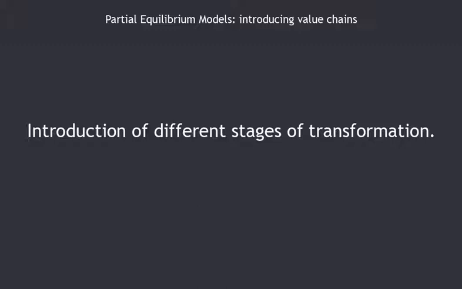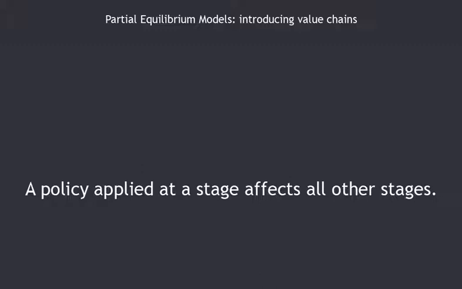This is a very important topic. What's interesting here is that if a policy is applied at a stage of transformation, it affects all other stages, not only this one. For example, if you've got three stages of transformation, 1, 2, and 3, and you apply a production tax at the second stage, it affects the demand addressed to the upstream stage, stage 1, because the activity at stage 2 is modified.